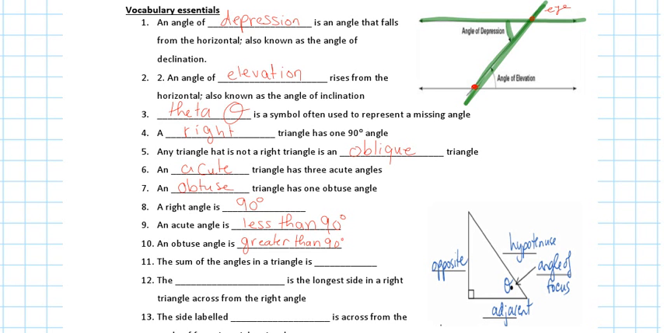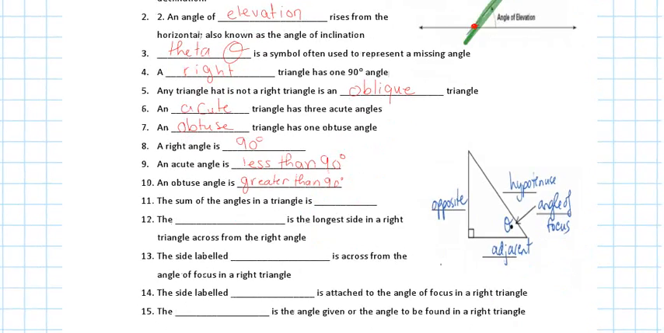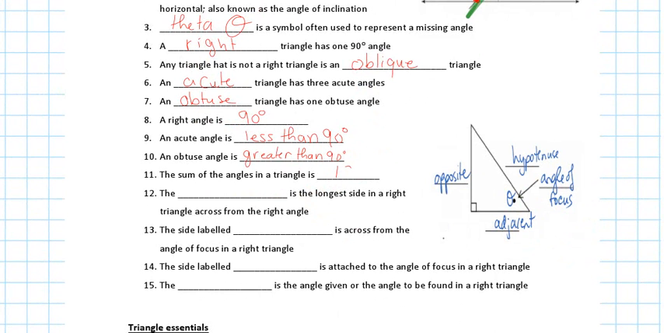What's the sum of all the angles in a triangle? 180. Okay, remember guys that no matter what kind of triangle it is, you're always going to add up all your angles in the triangle and it's going to equal 180 degrees.